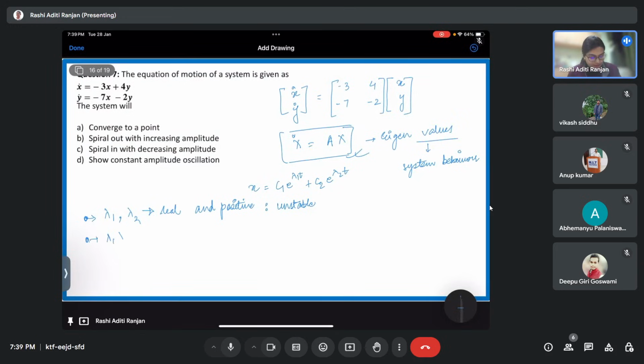Second is when lambda 1 and lambda 2 both are real and negative.